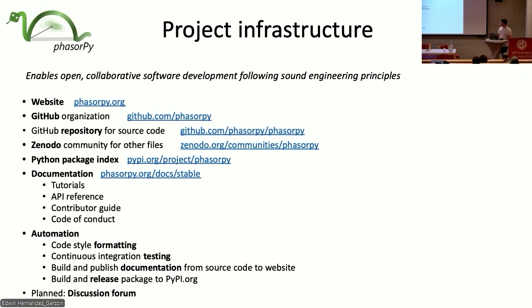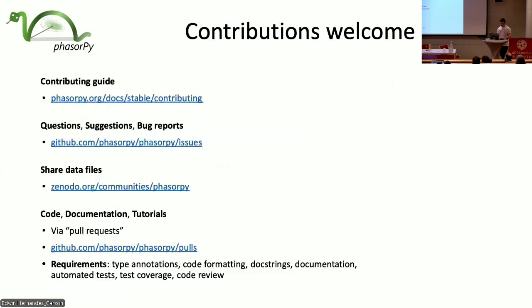The project infrastructure we have is the web page for the library. It has a GitHub organization, a repository, and a Zenodo community where we deposit all the data. We are creating data for that, and we have some companies that have provided data to us. It also has a Python package index. Documentation is very important for us, so we create strong documentation with tutorials, API reference, contribution guides, and code of conduct.